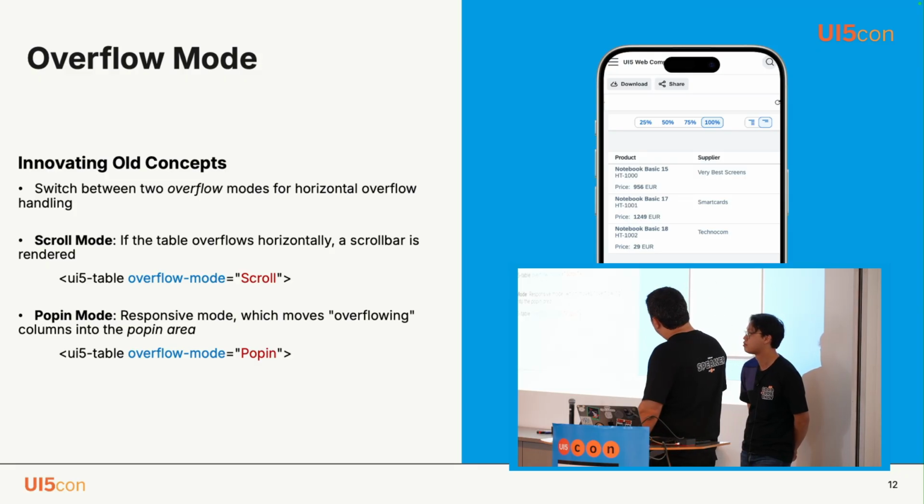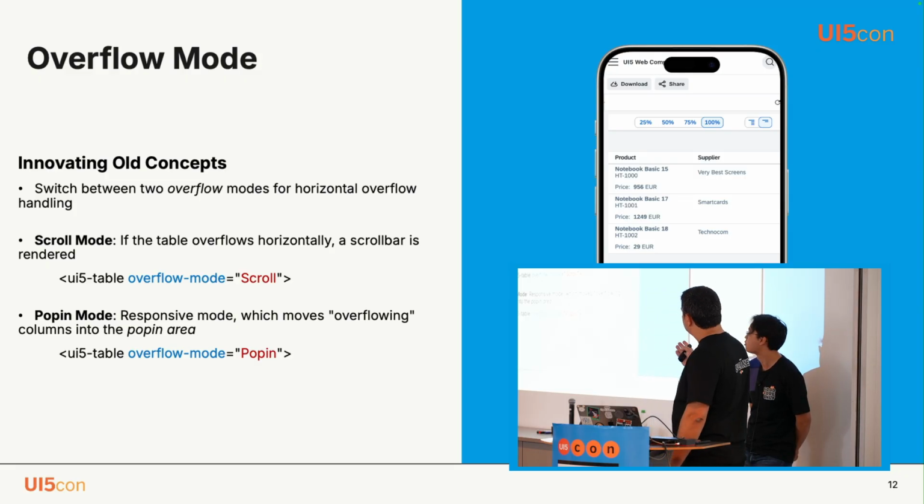And you can see that we allow all the features already with a single property, so that you can decide as a consumer what to do with this overflow. So you don't have to select a different table type, you just need to select the right feature of the table. Saying overflow scroll will just show the scroll bar, but pop-in handling will show the overflowing columns as a pop-in.